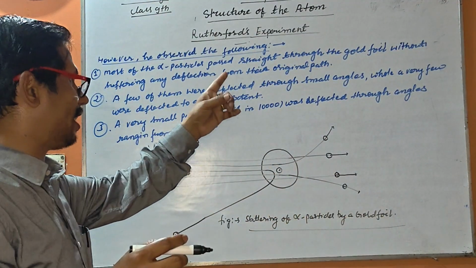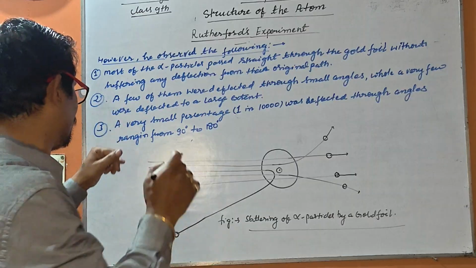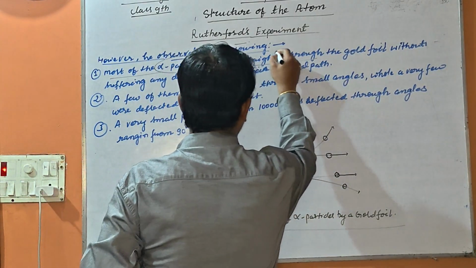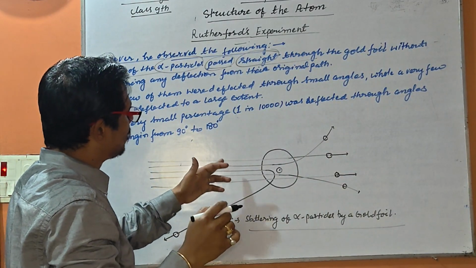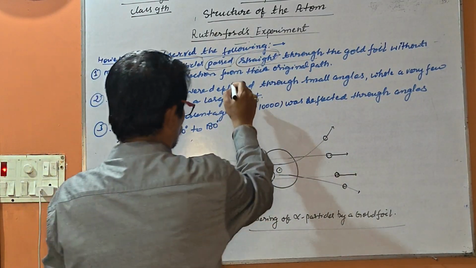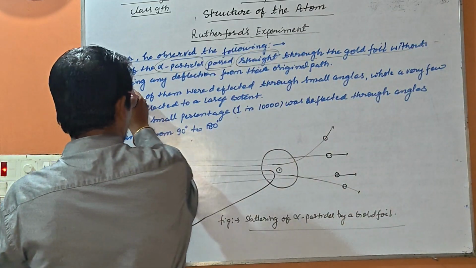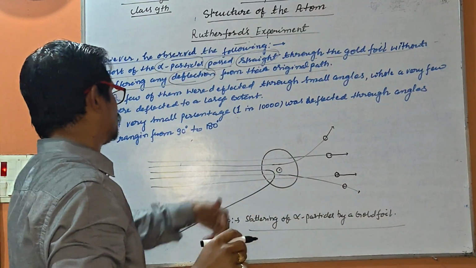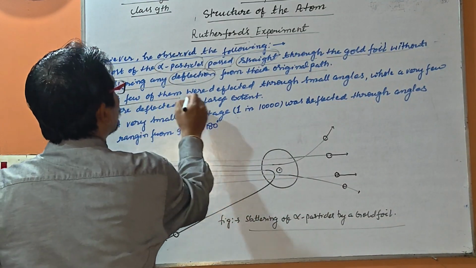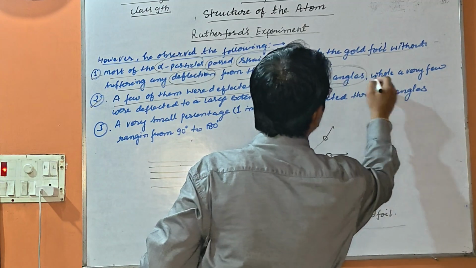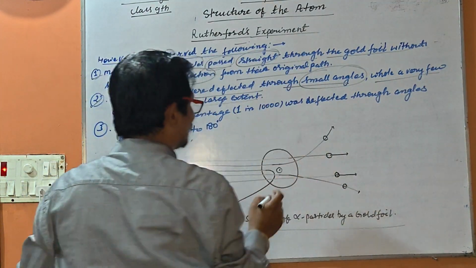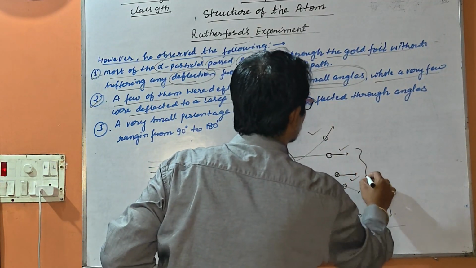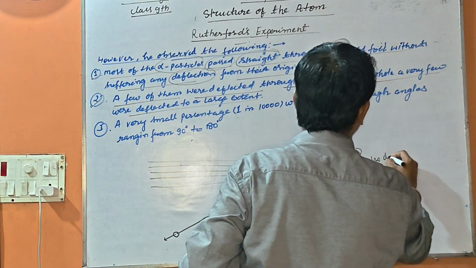Most of the alpha particles passed straight through the gold foil without suffering any deflection from their original path. These ones go straight. A few of them were deflected through small angles, and only very few were deflected to a large extent. There is a small-angle deflection here, and this one has no deflection.